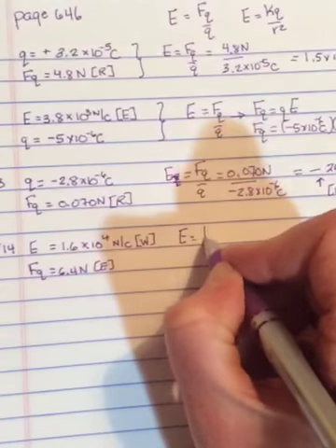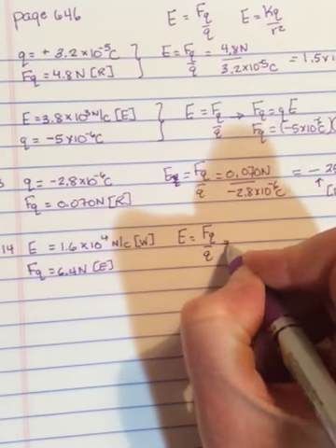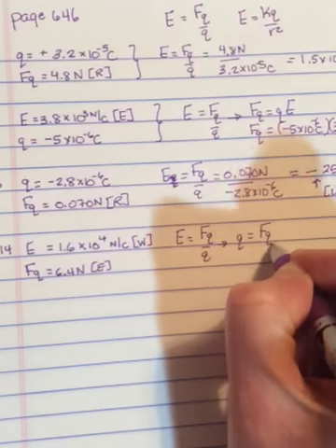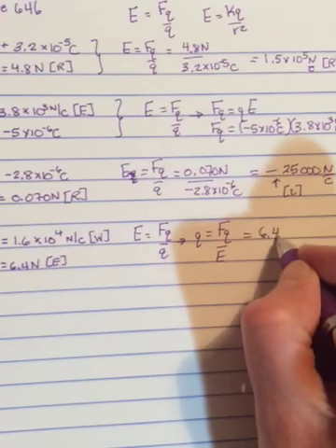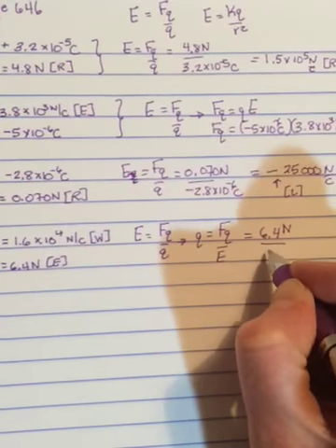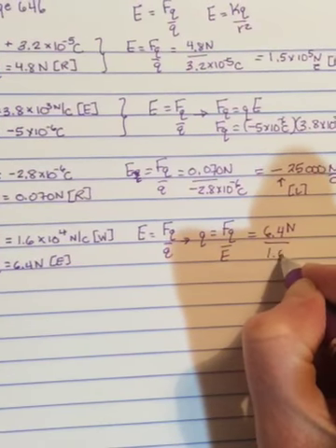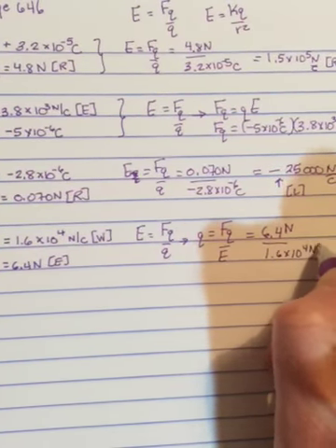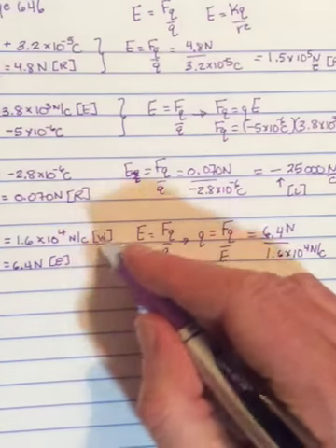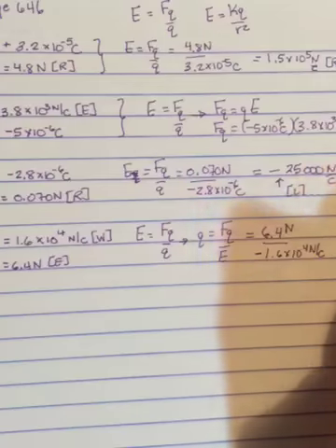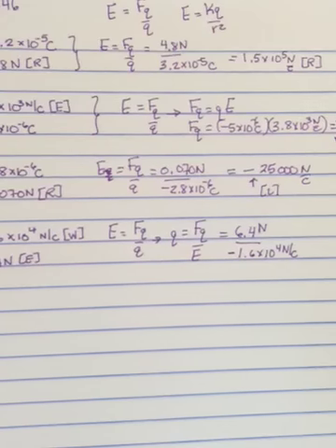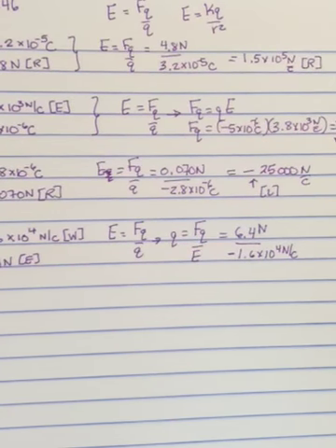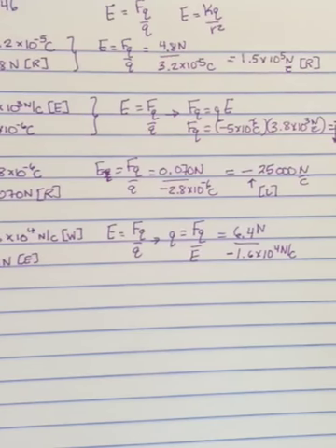So then find it. E is equal to F_Q over Q. So Q is equal to F_Q over E. So 6.4 newtons over 1.6 times 10 to the fourth newtons per coulomb. If you wanted to call east positive, then west would go in as a negative. 1.6 goes into 6.4 4 times. And then the 10 to the positive 4 on the bottom.